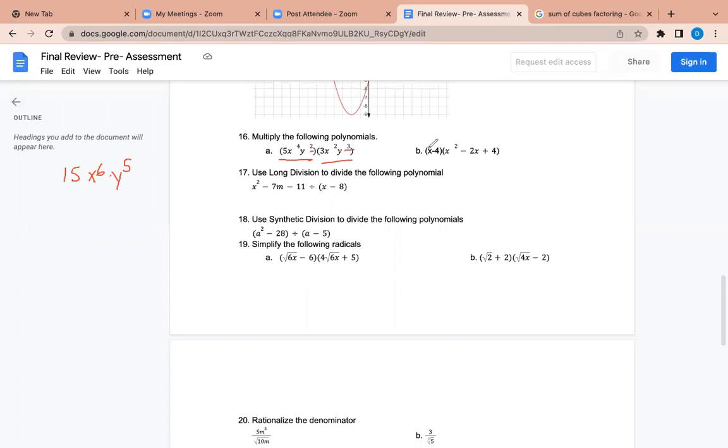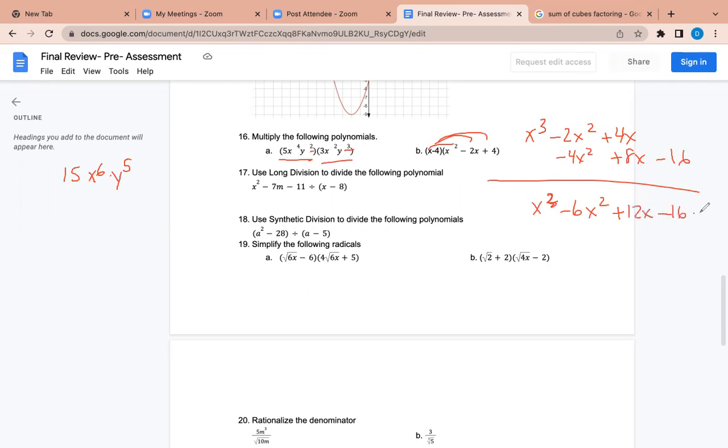Here, however, you are distributing, so it'll be what? x cubed minus 2x squared plus 4x, and then this will be negative 4x squared plus 8x minus 16. Final answer is x cubed minus 6x squared plus 12x minus 16. That's your answer.